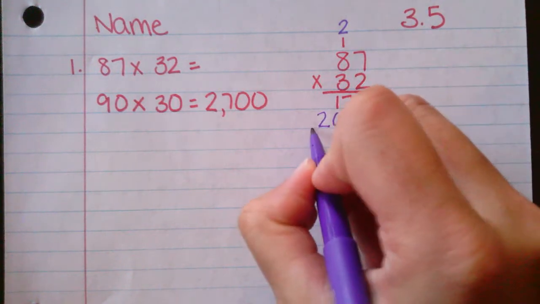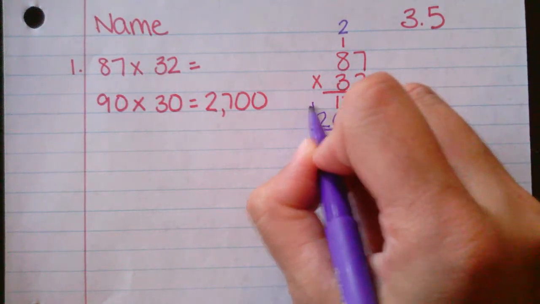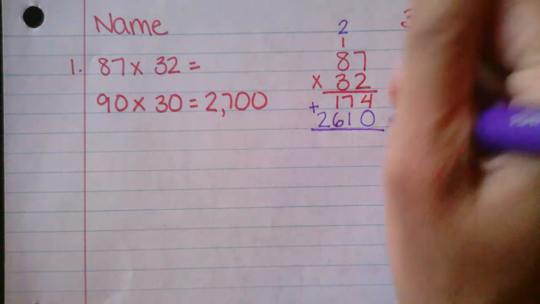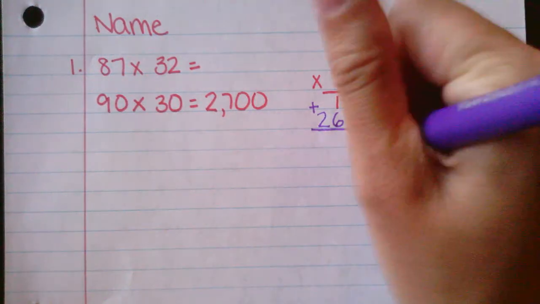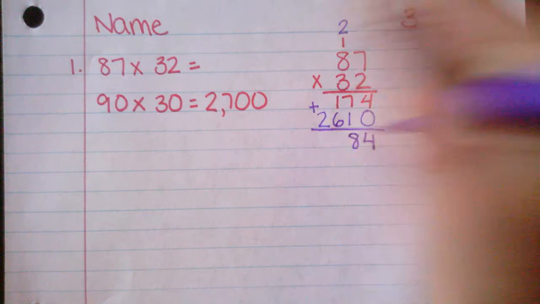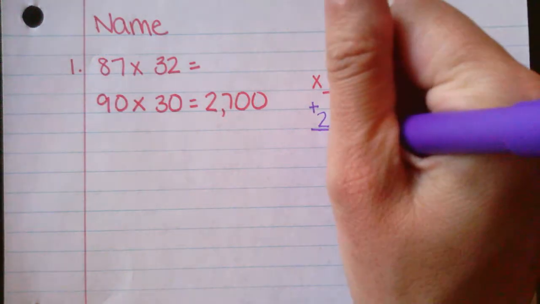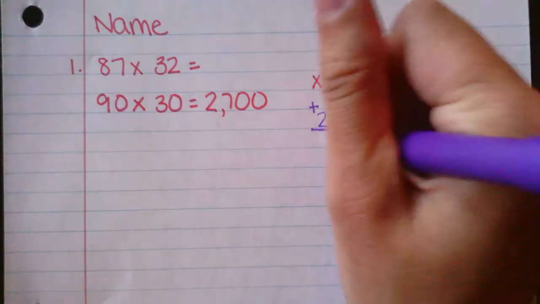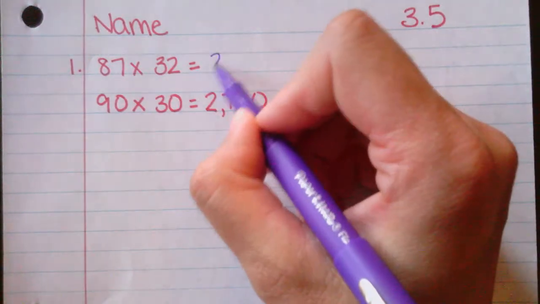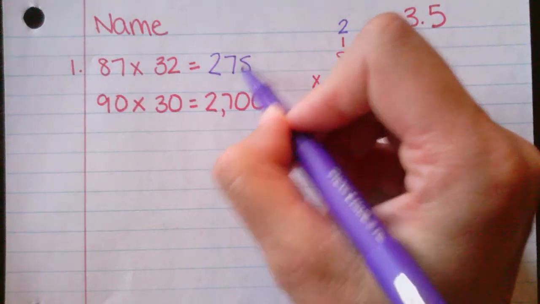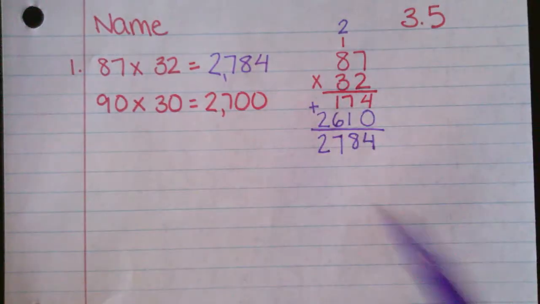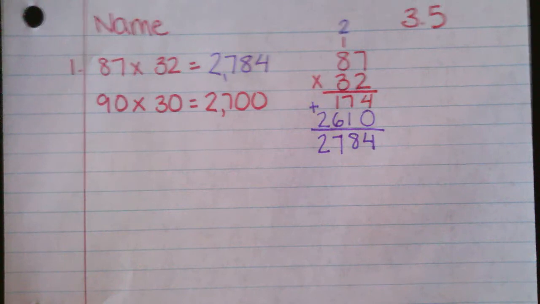And then we need to add our two partial products together. 4 plus 0 is 4. 7 plus 1 is 8. 1 plus 6 is 7. 2 plus nothing is 2. So 87 times 32 is 2,784. Our estimate is very close to our actual product, so we know that we're pretty okay with that answer. Let's check out number 2.